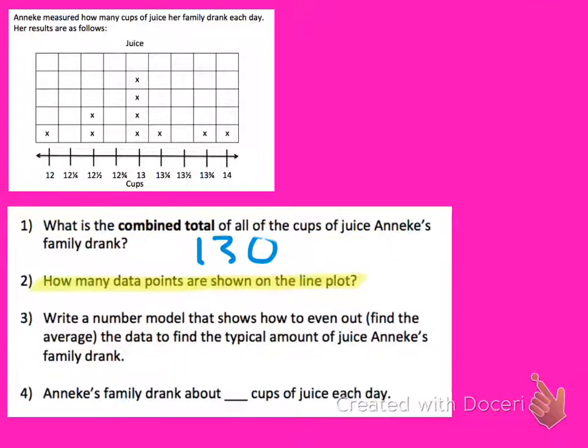Question number 2, how many data points are shown on the line plot? So we're just going to count them up. 1, 2, 3, 4, 5, 6, 7, 8, 9, 10. So the number of data points is 10.